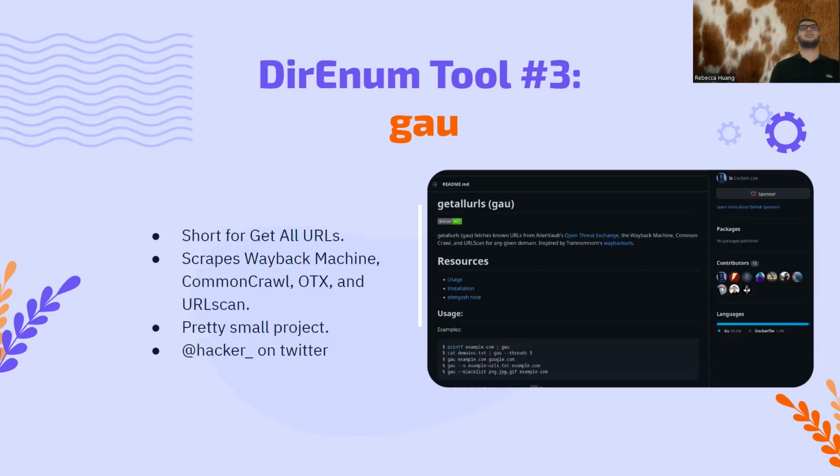And then the last tool, and this is what I use basically every time I look at a new program, this is what I go to. This is a tool called GAL, and it stands for Get All URLs. And this automates the Wayback Machine and looking at Common Crawl and also a lot of other sources. So it's a pretty small project and it's written by a guy.